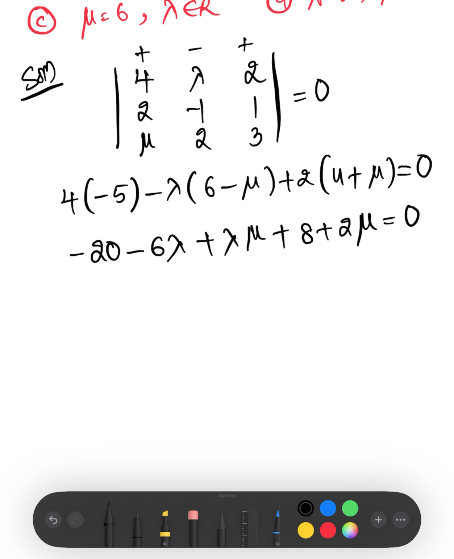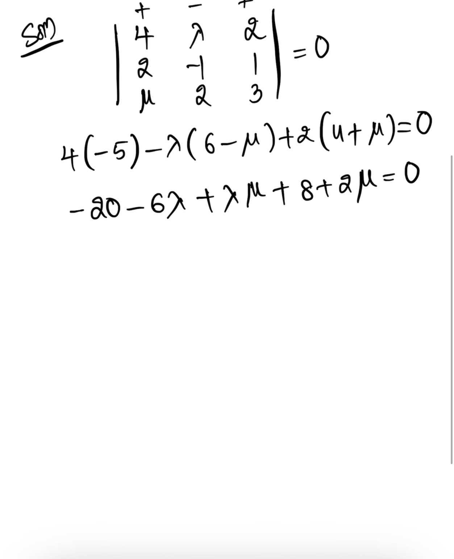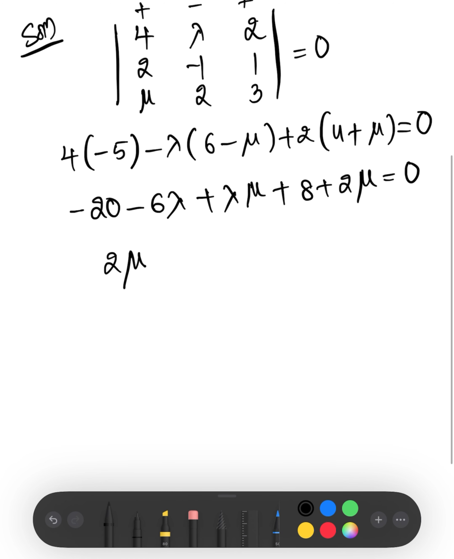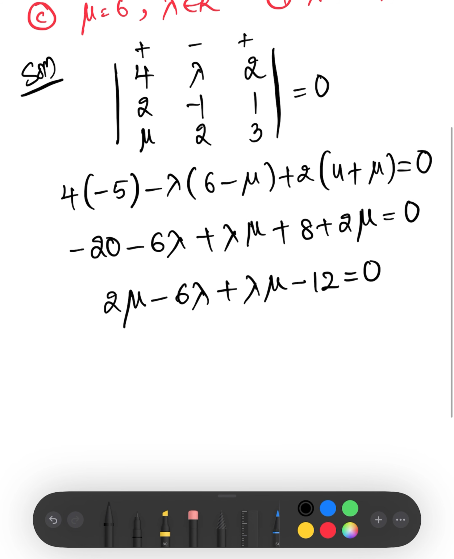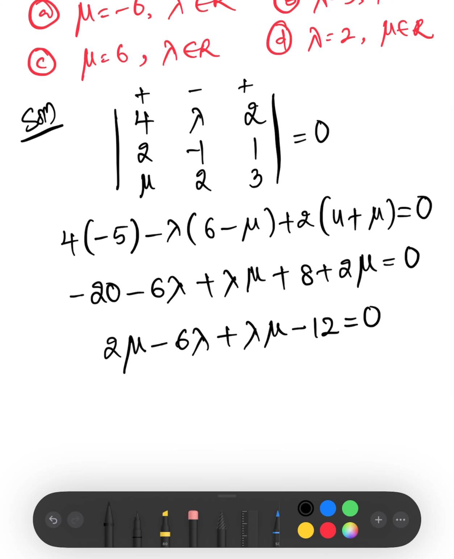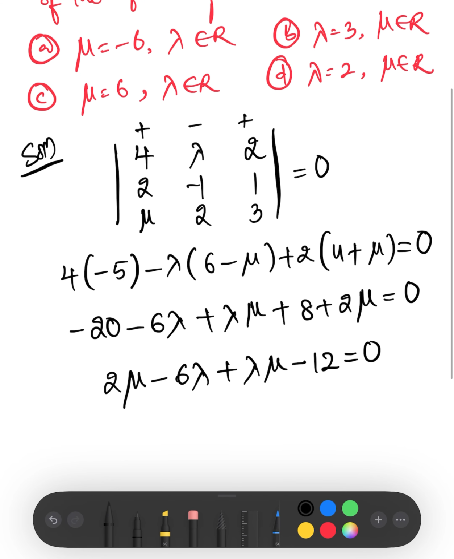Then this is what they finally get: an equation like 2 mu minus 6 lambda plus lambda mu minus 12 equal to 0. They will get an equation without doing further simplification. Here, if you do option verification, we can do this problem very simply.